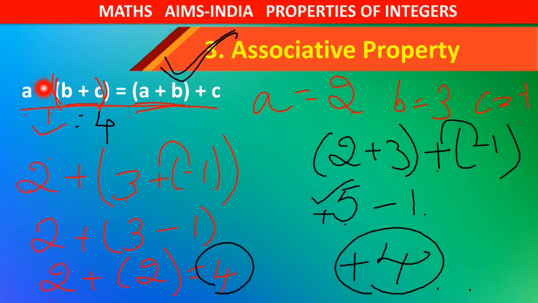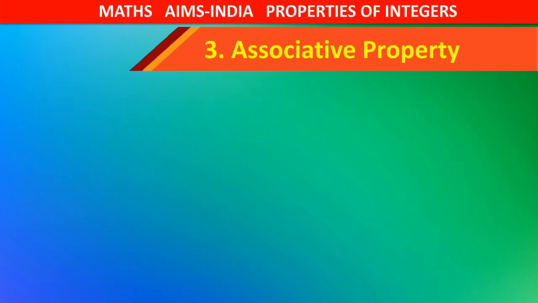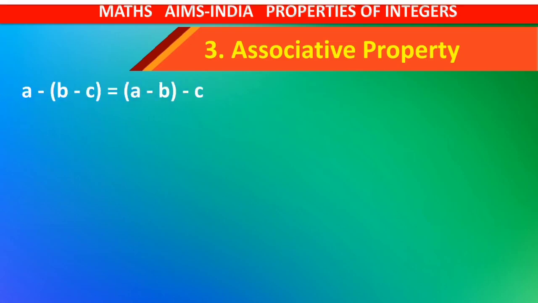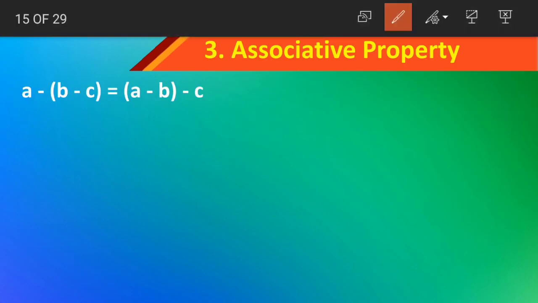Okay. A plus of b plus c is equal to a plus b brackets close plus c. Even though we changed the groups, the result is same. Moving to the next operation, which is subtraction. Again, let us take the same examples. A is equal to 2, b is equal to 3, c is equal to minus 1.